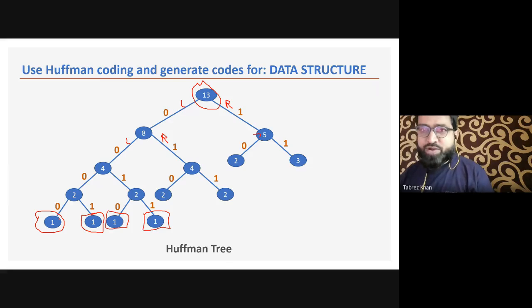Okay. So the first character was D, having a value or frequency of 1. So this is my first leaf node which has a frequency of 1. So what I need to do, I start from the left side, for example.